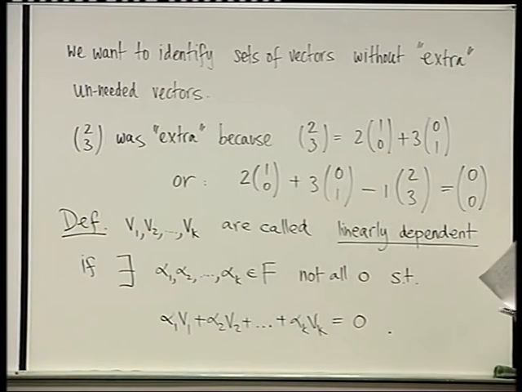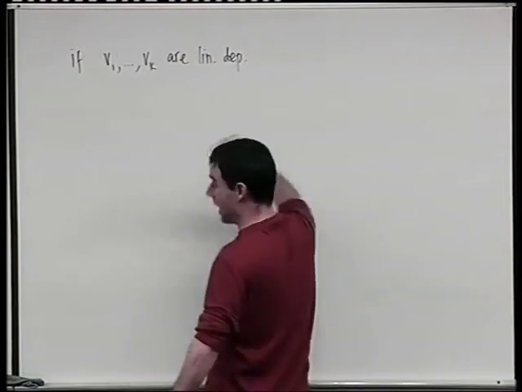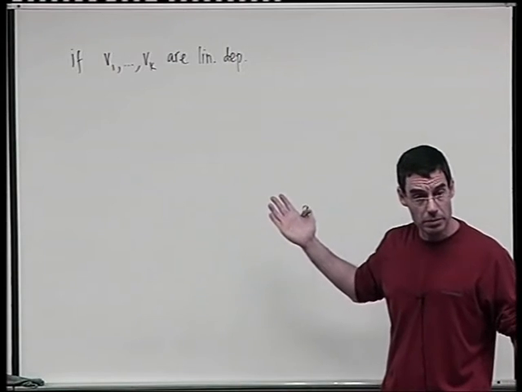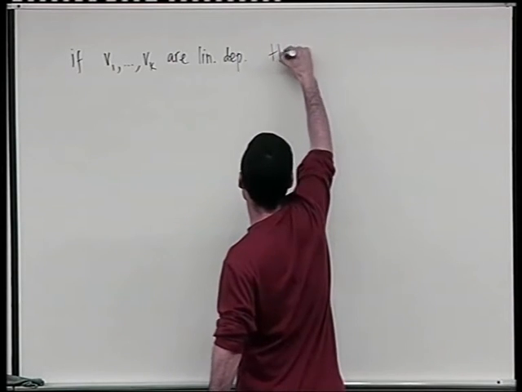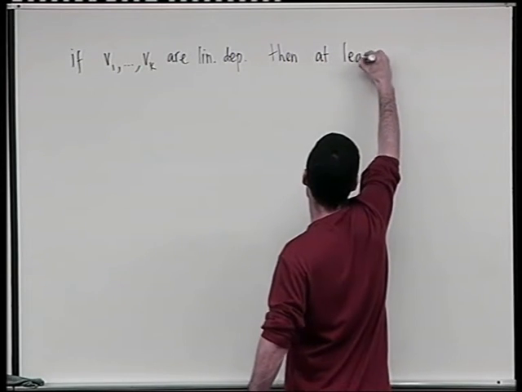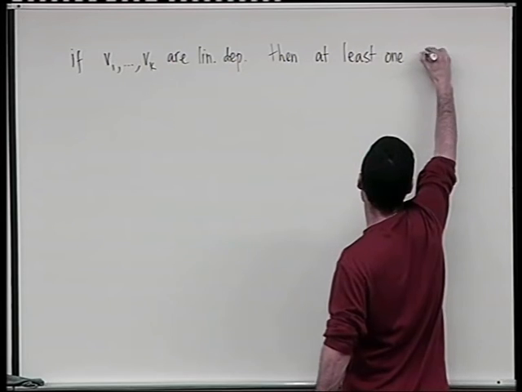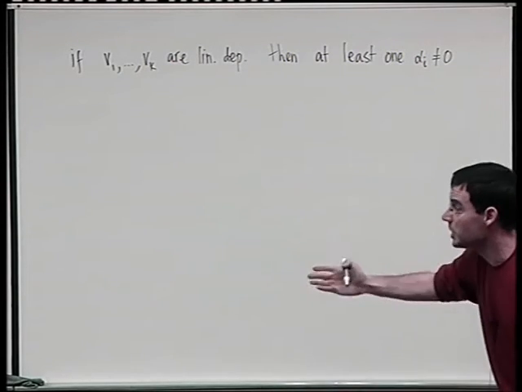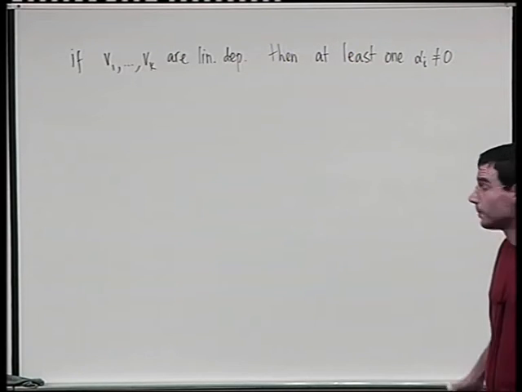Okay, maybe let's write that. If v1 to vk are linearly dependent by that definition, then at least one of the alphas is not 0, right? Then at least one alpha i is not 0. Do you agree? Because that's the definition, that not all the alpha i's are 0.